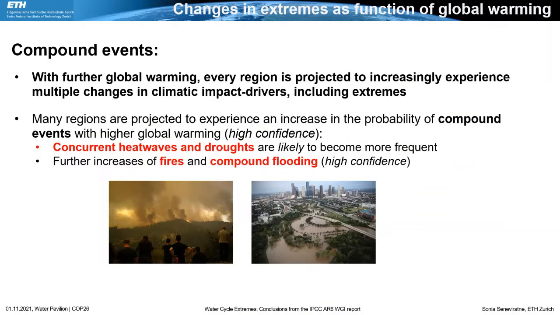So with further global warming, we find that every region is projected to increasingly experience multiple changes in climate impact drivers, including extremes, and that many regions are projected to experience an increase in the probability of compound events with higher global warming. This includes concurrent heat waves and droughts, which are likely to become more frequent, and also a further increase in fires and compound flooding.